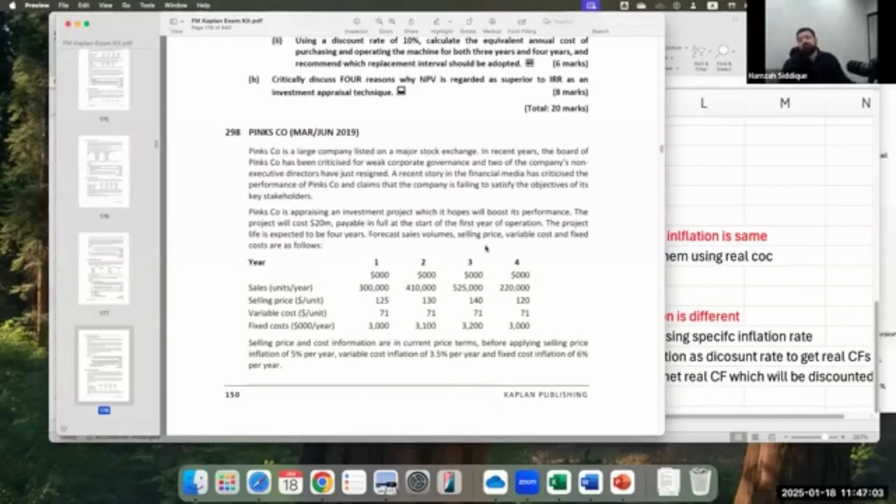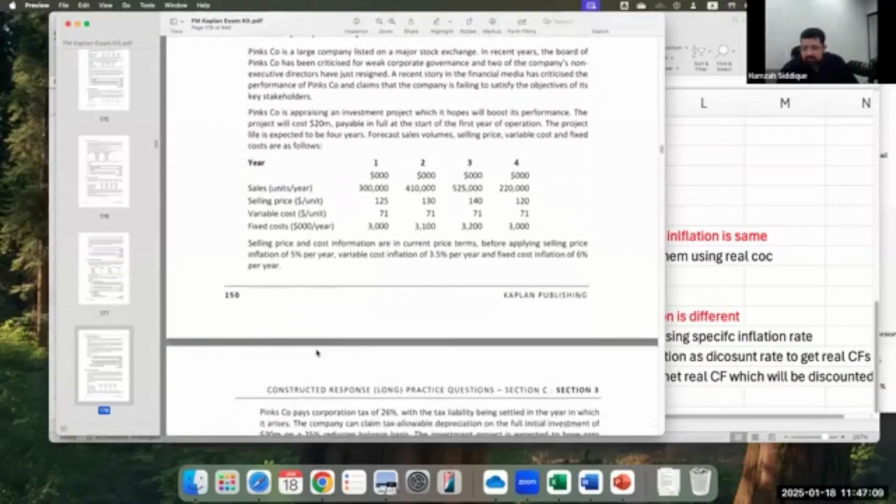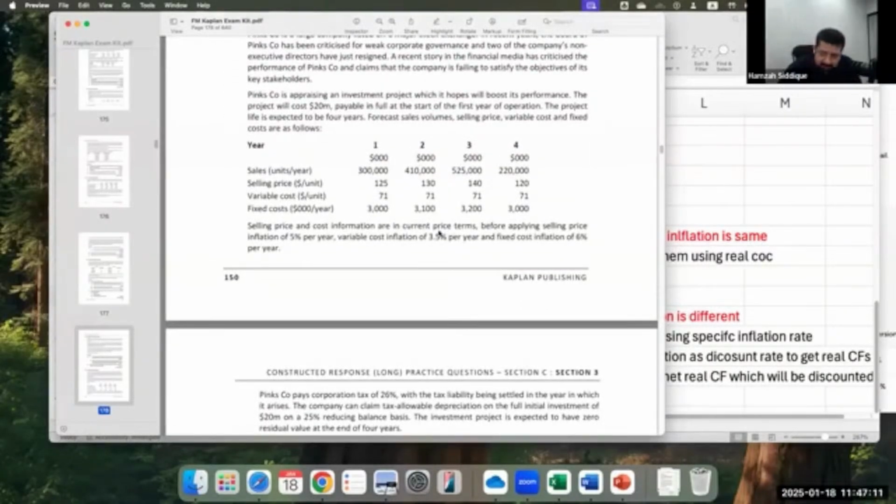Forecast sales volume, sales variable cost, and fixed cost are as follows. So sales, variable cost, etc. Selling price and cost information are in current price terms, today's price terms. Before applying selling price inflation of 5%, variable cost inflation of 3.5% per year, and fixed cost inflation of 6% per year.